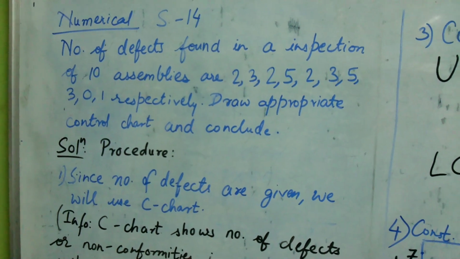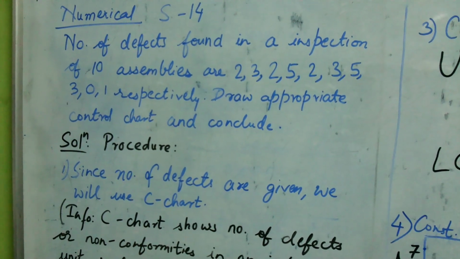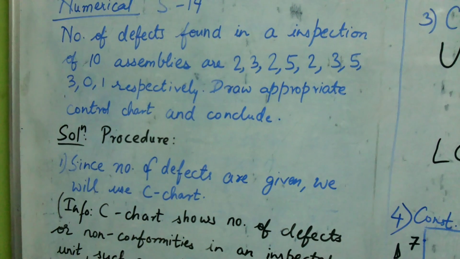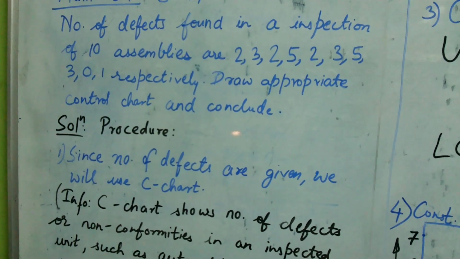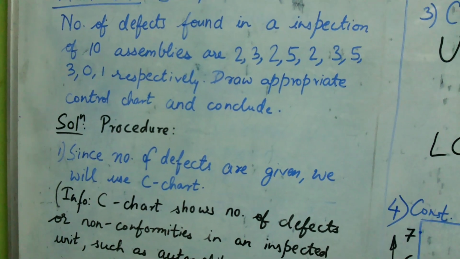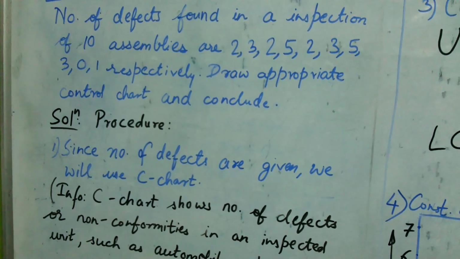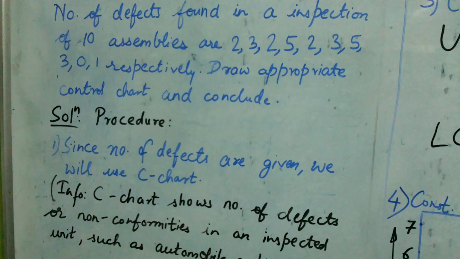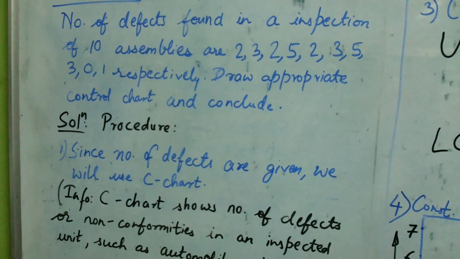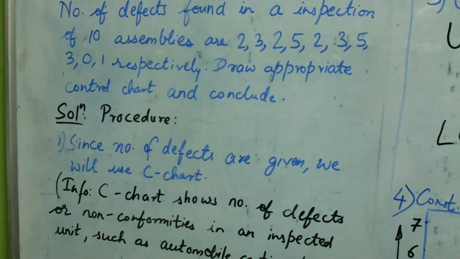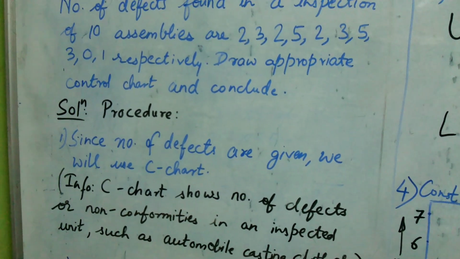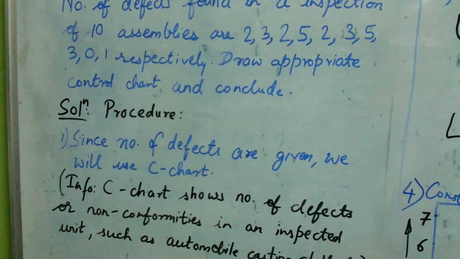The number of defects found in an inspection of 10 assemblies are: 2 defects were found in one of the assemblies, 3 defects were found in another assembly, and so on: 2, 3, 2, 5, 2, 3, 5, 3, 0, 1 respectively. These are the numbers of defects found in an inspection of 10 assemblies. Then draw the appropriate control chart and conclude.